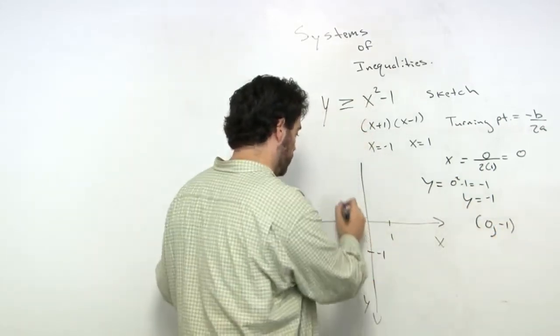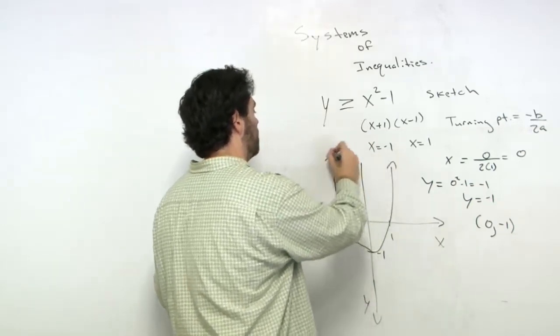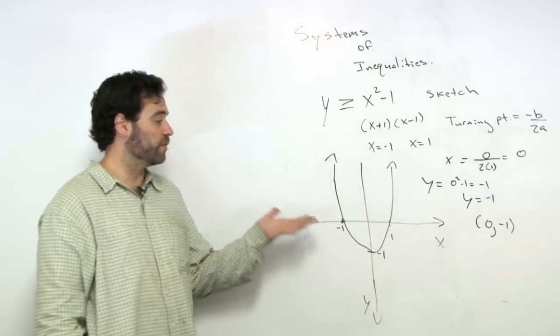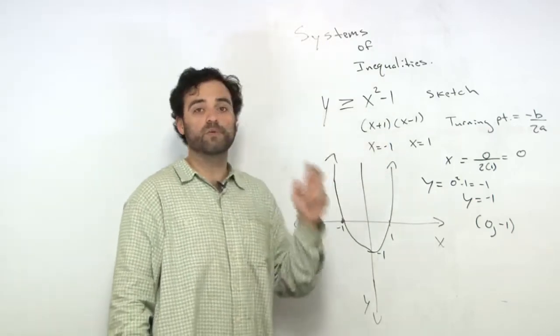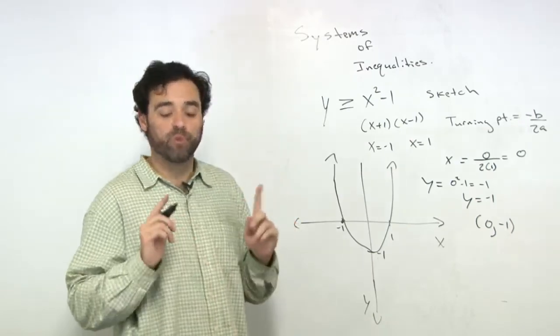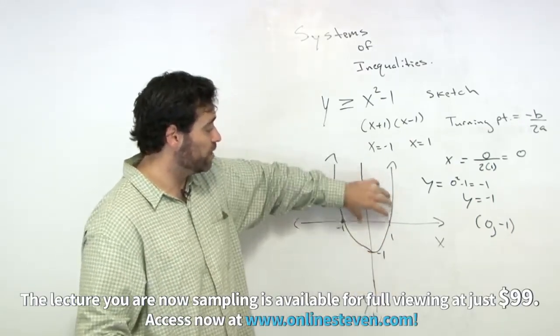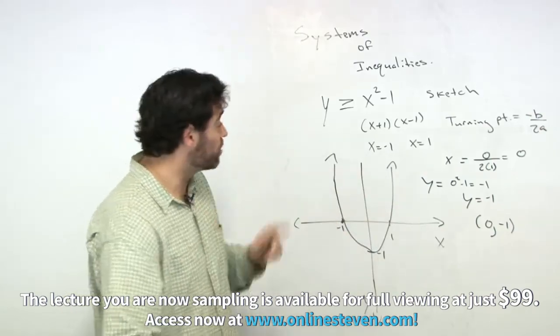Here's 0, here's negative 1. And there is our parabola. Okay, that's just a sketch of it. That's perfectly legal. But it's an inequality, so we have to represent our solution area. How do I do that? I test a point. Either we're going to be here or we're going to be out here. Here or here. So this is the new thing we want to test.